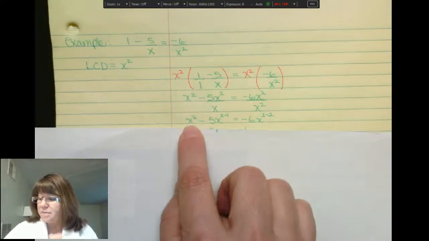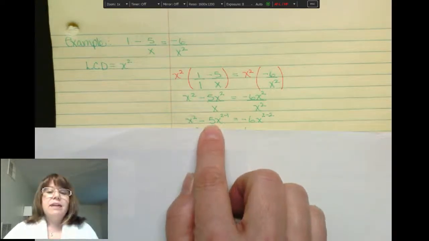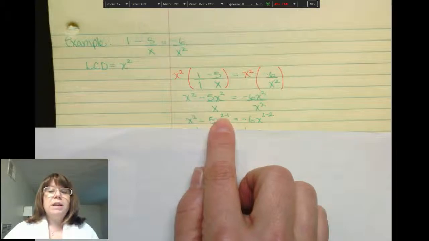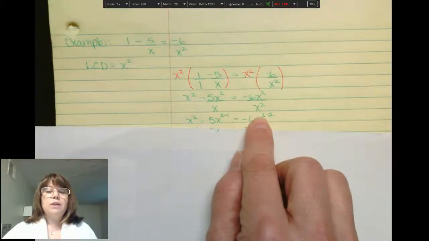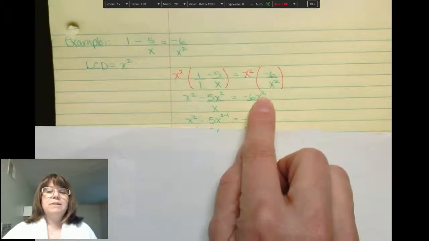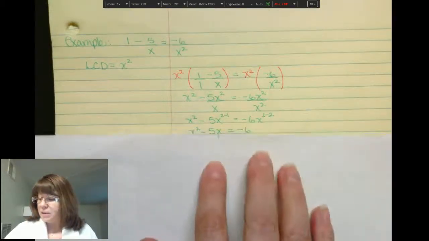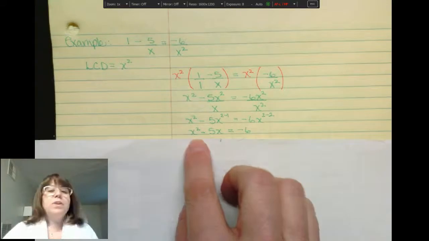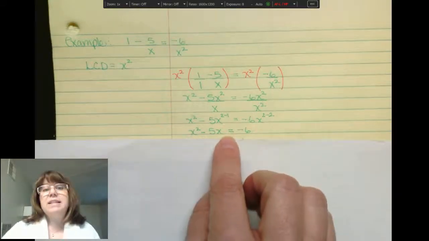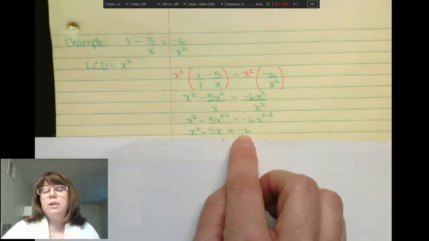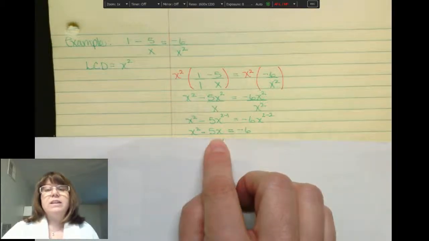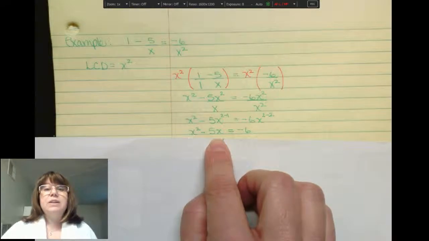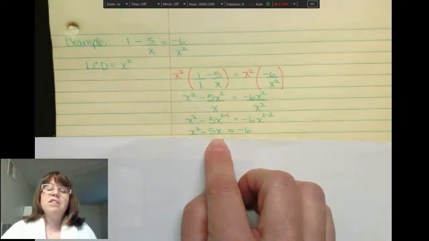I get x squared minus 5x^2 minus 1, minus 6x^2 minus 2. So the exponents, I'm subtracting the exponents, ending up with x squared minus 5x equals negative 6. I'm going to eliminate the negative 6 by adding 6 to each side so I can set it equal to 0. Then I'm going to use my zero factor property to solve.